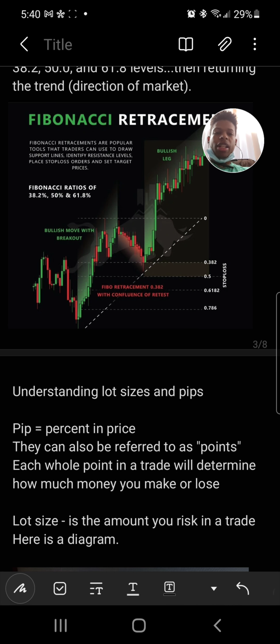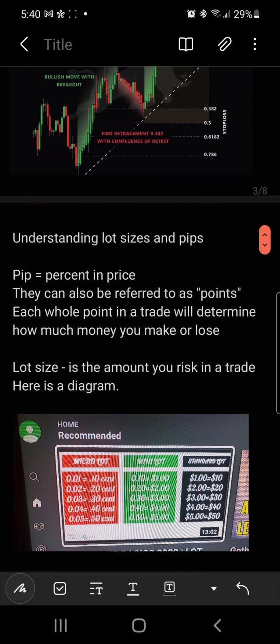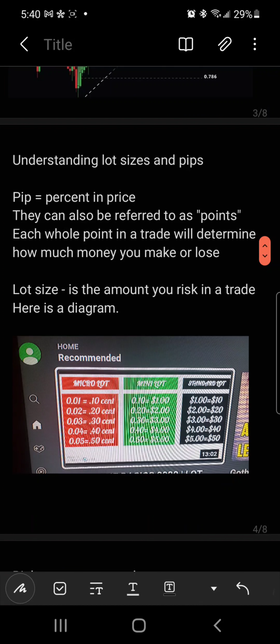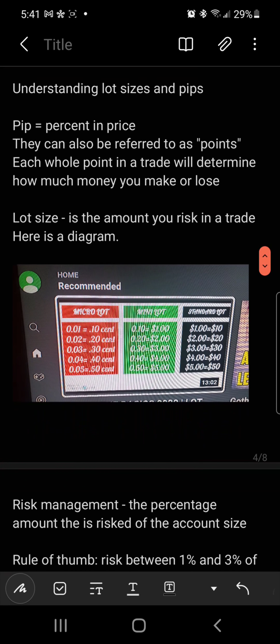But before you even put in a trade, you must understand how lot sizes and pips work. Alrighty, so a pip is basically percent in price. I don't care about that. So it really just means points. So each whole point in a trade will determine how much money you make or lose. And how do you know how much money you're making or losing? Well, let's go ahead and look at this diagram that we have here.